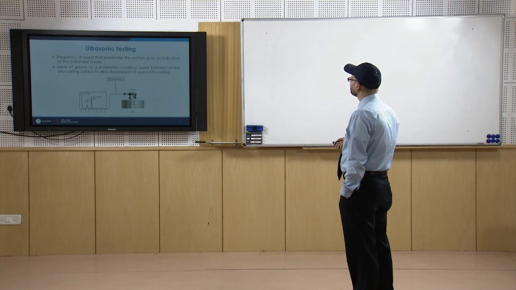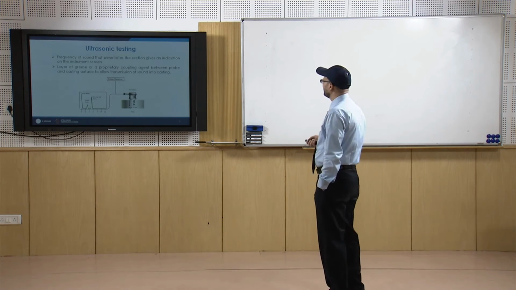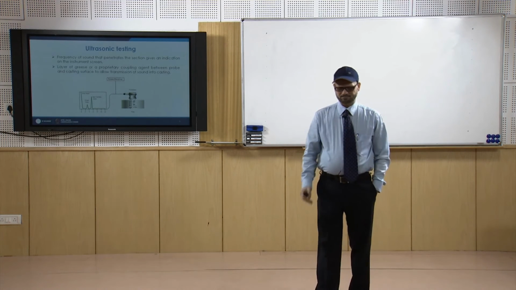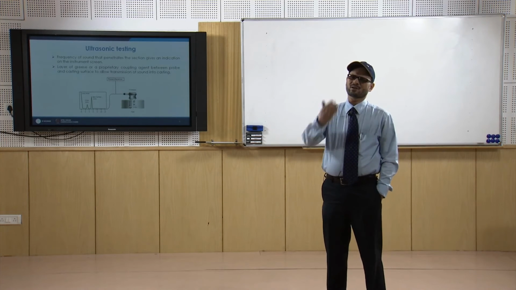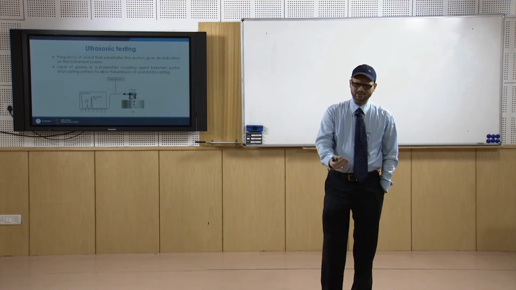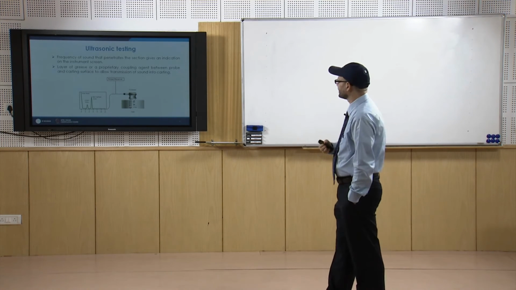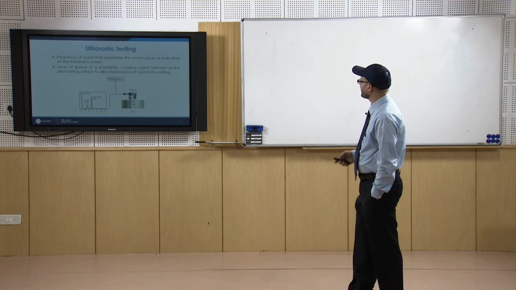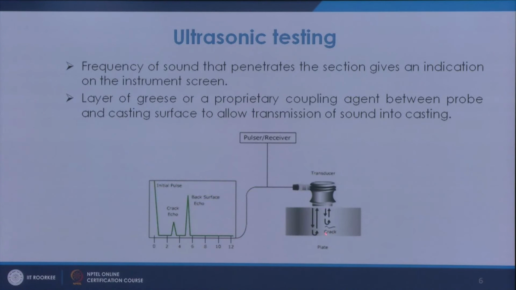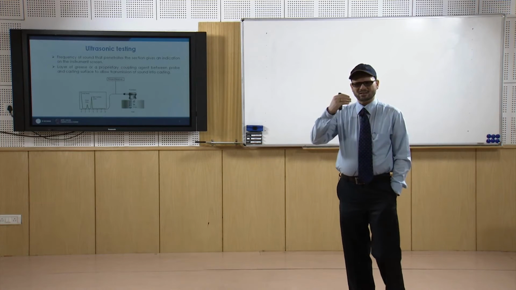So, once this emits the waves, then these waves go and strike the bottom of the casting, and then they come back. So, in that case you can see how much time it takes to go and come back. So, that indication will be coming back to the machine. In case of any kind of discontinuity, the wave is not able to go further beyond that. So, in that case it will be rebounding back from there. So, that basically produces an echo.